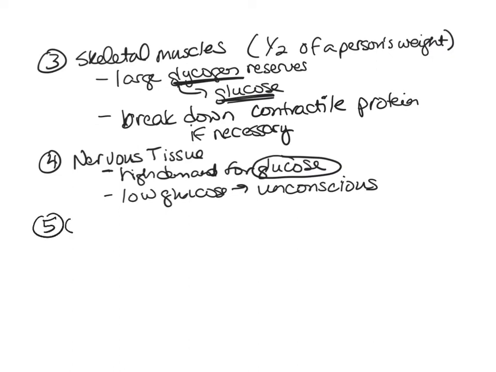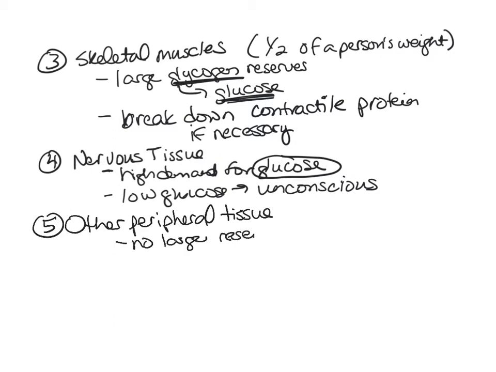And then there are other peripheral tissues that are involved. Not as much. They don't have large reserves. But if they need to, they can metabolize glucose and fatty acids. So they can break down glucose and fatty acids if necessary to produce ATP.